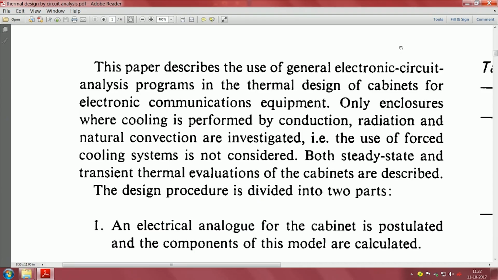See this, one of the things is enclosures where cooling is performed by conduction, radiation, and natural convection are investigated. Coming back to this, not long ago, fans and forced cooling were not considered that great an approach to make things easy. One of the first things is, what if something fails and we want things to work, and at that time there was not this tremendous hotness around.